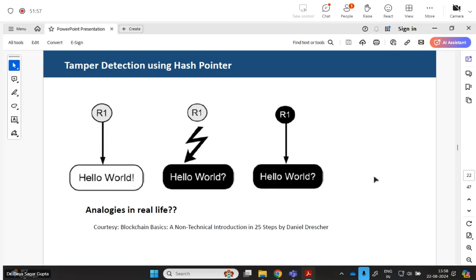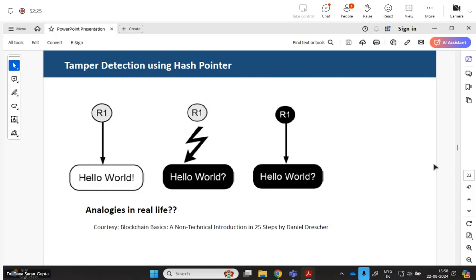But in real life, the token also we can change. That means the hash number also we can change. So if you're changing the hash value, there is no problem. If somebody modifies it, it will say that whatever hash value is stored there, it is matching with the "hello world?" So there is no problem.